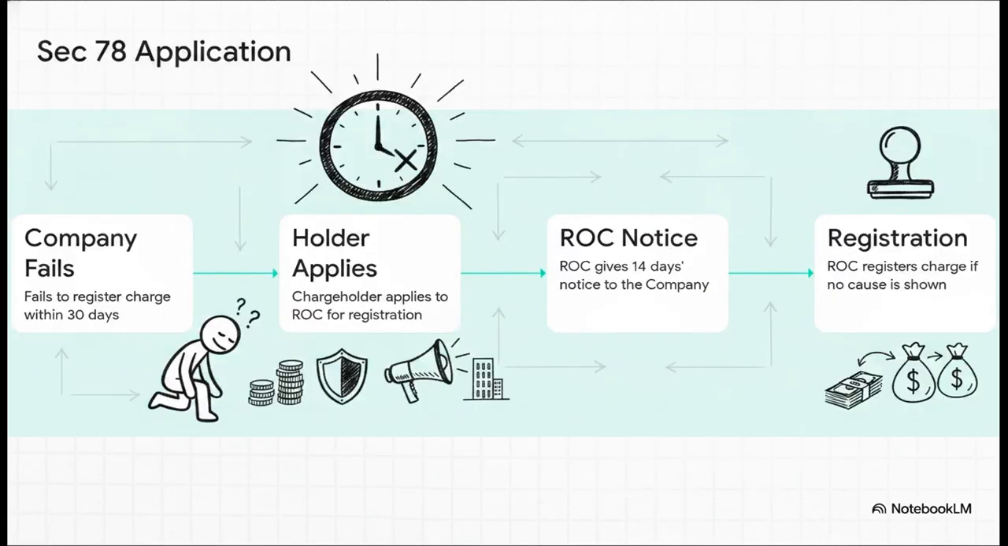Now, what if the company is just lazy and skips that initial 30-day window altogether? Well, Section 78 steps in to save the day for the bank or the charge holder. The charge holder can actually bypass the company and directly apply to the ROC. But the ROC won't just register it blindly. They're going to give a 14 days notice to the company, basically asking, hey, why shouldn't we register this? If the company shows no sufficient cause, the ROC goes ahead and registers it. And honestly, the best part for the charge holder, they are legally entitled to recover all the registration fees they just paid directly back from that defaulting company.